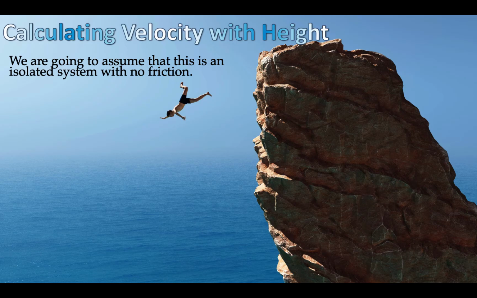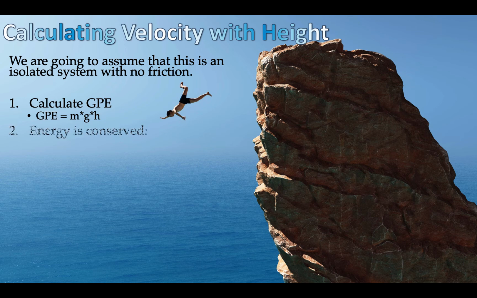So, to calculate velocity by knowing height, we're going to assume that the system is isolated and there is no friction. So, we need to start by calculating the gravitational potential energy at the start, so at the top of the path. And we do that by multiplying the mass of the object times gravitational acceleration times the height of the object. Energy is conserved, and so the gravitational potential energy at the top is going to be equal to the kinetic energy at the bottom of the path.